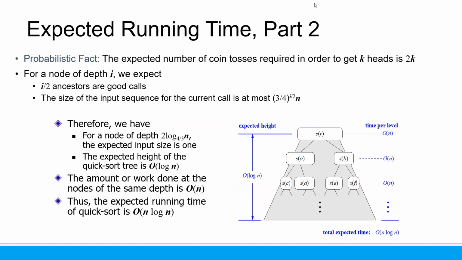If the condition fits with the good call, then the expected height of the quicksort tree is O(log n). And we know that the amount of work done at the nodes of the same depth is O(n). So we will do n work log n times. That's why the expected running time of quicksort is O(n log n), in the case where you choose a good pivot.